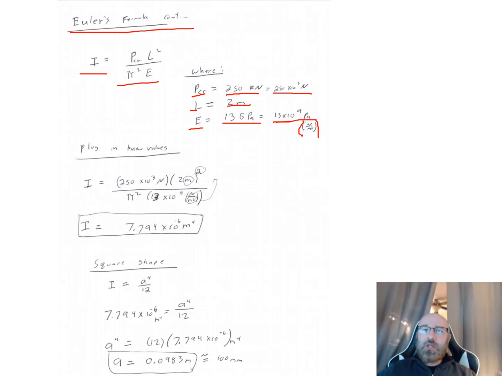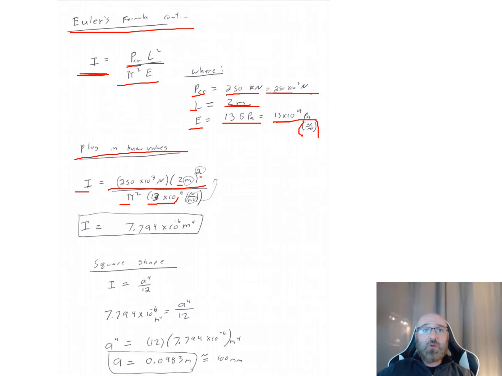The reason I want to do that unit conversion is so that I can put it into the formula that I found here from Euler's equation for that moment of inertia I. So when I plug in my known values, I is equal to, for my P sub CR, 250 times 10 to the third newtons. This is times my L squared, where my L is 2 meters, so that's 2 meters squared. All over on the denominator, we have pi squared times our modulus of elasticity, which is 13 times 10 to the 9th in units of newtons per meter squared.